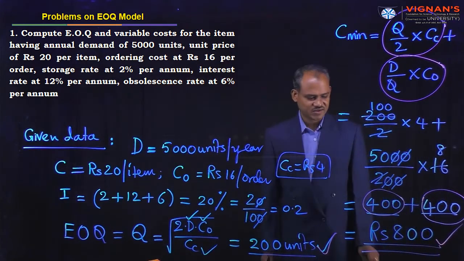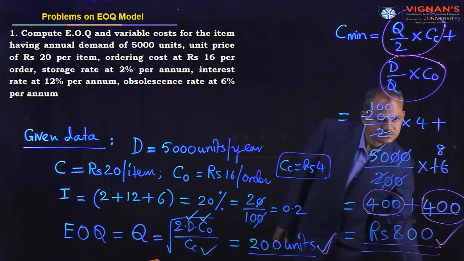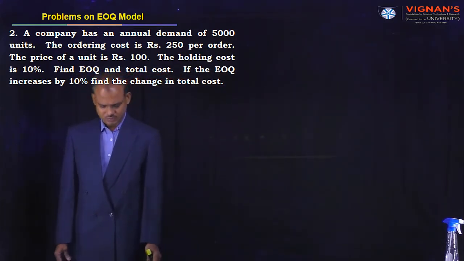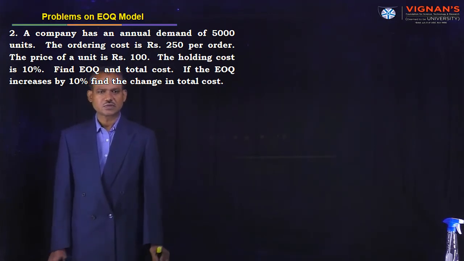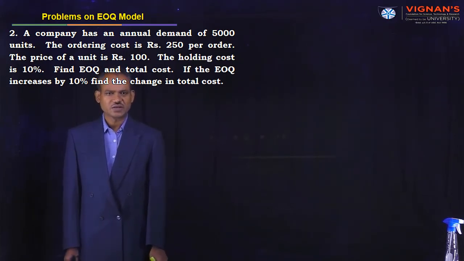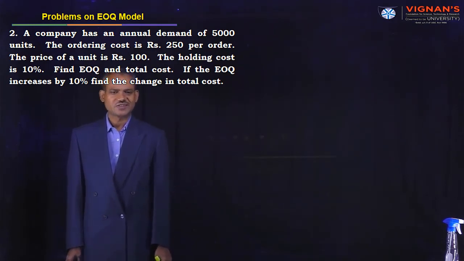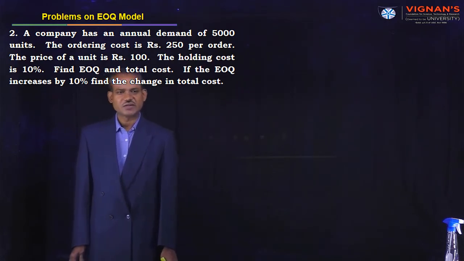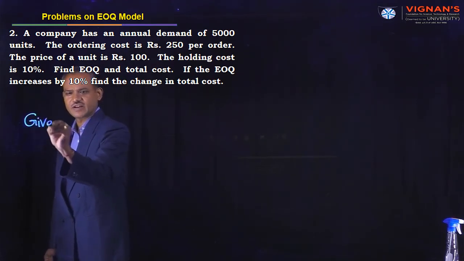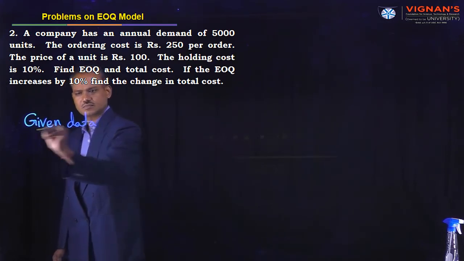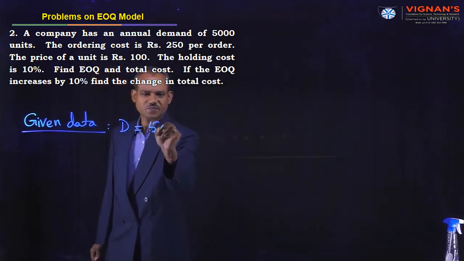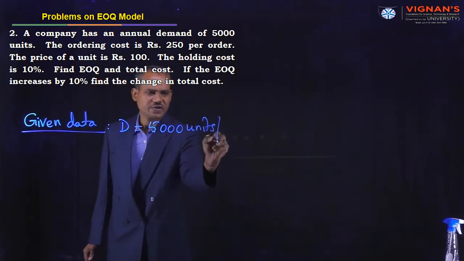Next we are going to move to the second problem. A company has an annual demand of 5,000 units. From this statement, we can observe that annual demand is given, represented by the symbol capital D. So, given data: capital D value is given as 5,000 units per year. Annual means per year.